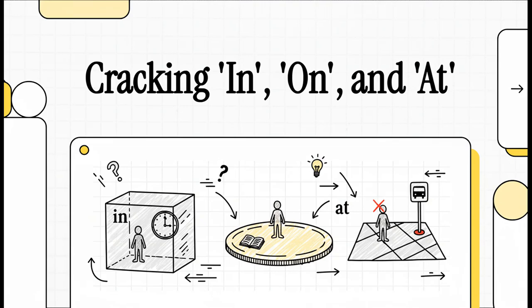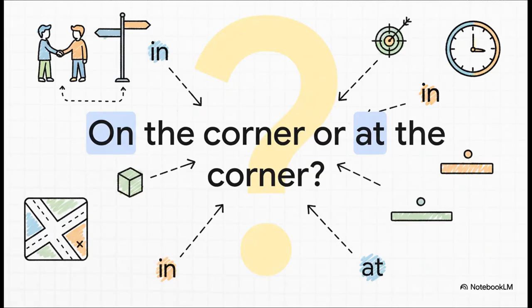You ever just stare at a sentence totally frozen by three tiny little words: in, on, and at? Yeah, you're not alone. But what if I told you there's a really simple visual way to get them right pretty much every single time? Let's get into it.